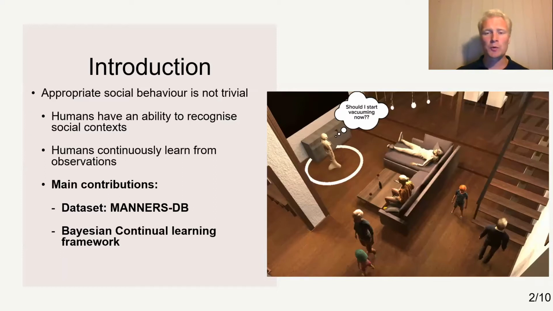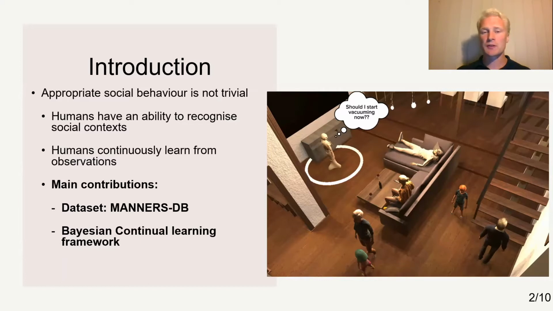As we all know, robots' role in society is steadily increasing. In the picture on the right-hand side here, we see a potential future scenario in a home environment where a domestic robot is trying to determine whether it is appropriate to start vacuum cleaning when observing this social situation or social context. We see that someone is laying on the sofa, maybe sleeping, there's children there, and it is difficult for the robot to determine whether it is appropriate to start with this action.